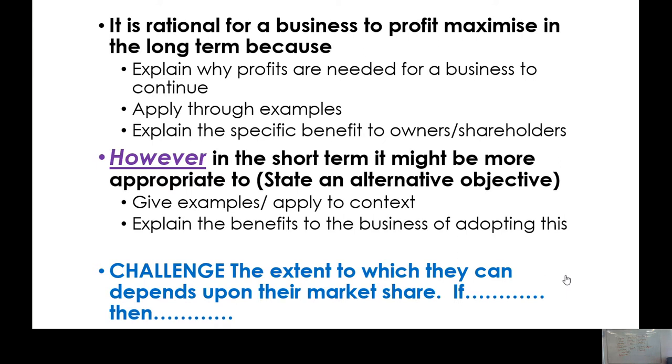Okay, students, remember, you've got case four. If you've done that, case against, why there'll be another objective, think of the situation, apply it to the business. If you are a fast writer and you've done both of those things, remember to have a go at a conclusion. The extent to which the business can profit maximize depends upon market share because, finish that paragraph.